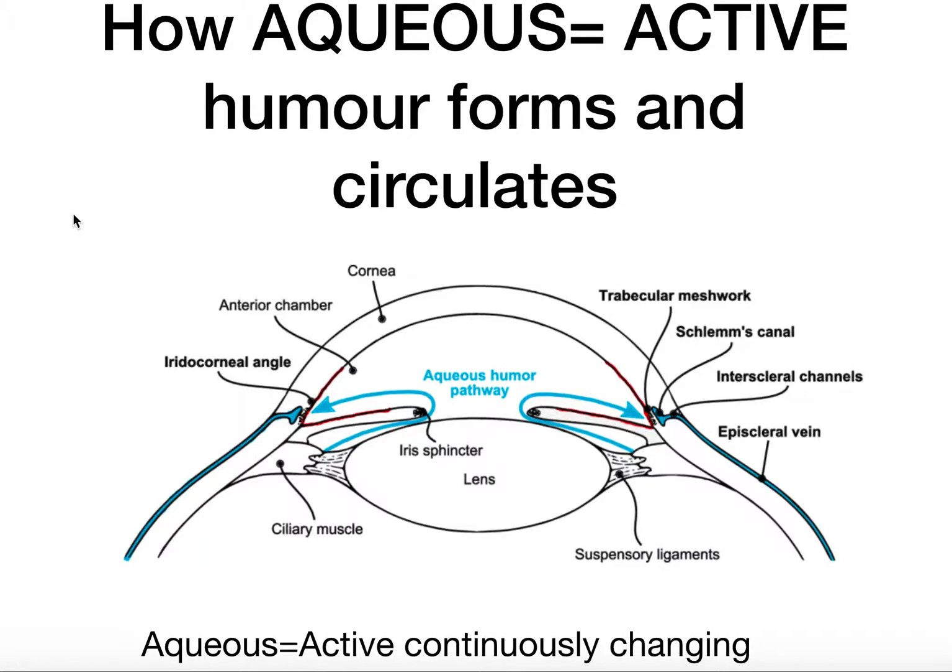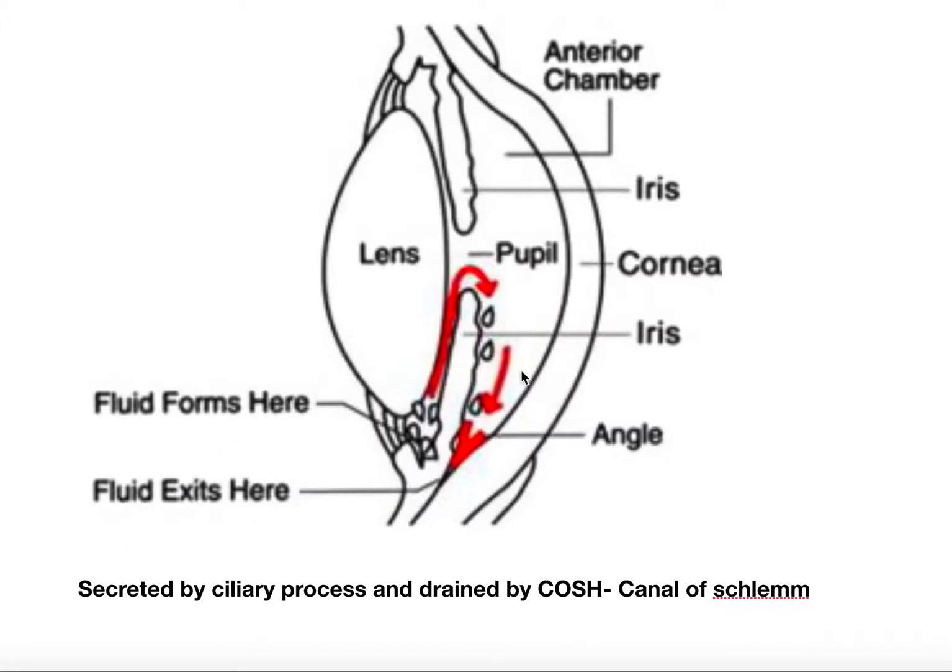How does the aqueous humor circulate? It's formed by the ciliary processes, goes through the posterior chamber, and it's drained by the canal of Schlemm at the iridocorneal angle, which then gets drained further. Now, the aqueous humor is active, so it's constantly changing and constantly being refreshed and resupplied. Fluid forms here at the ciliary processes, and it exits here at the canal of Schlemm.